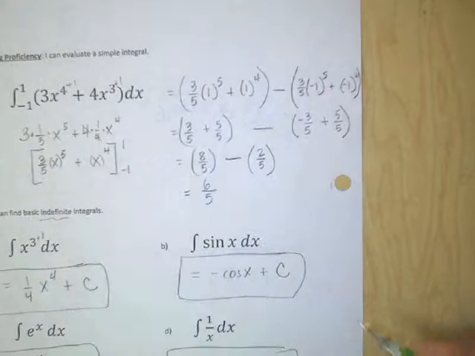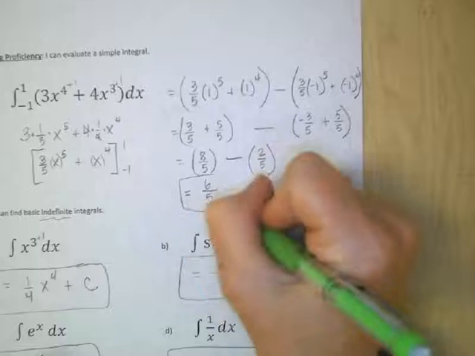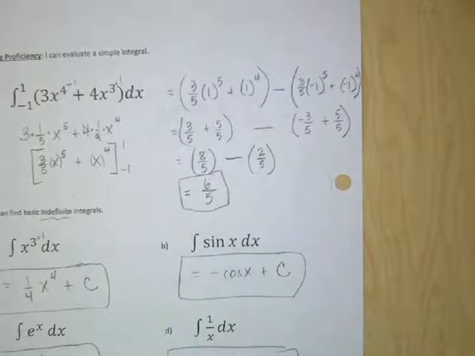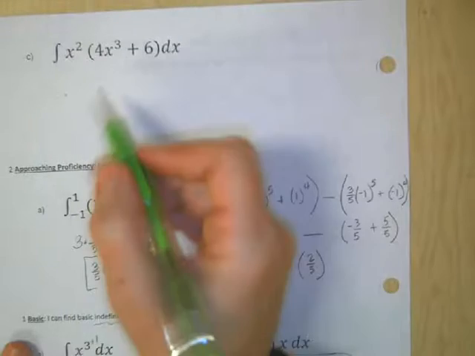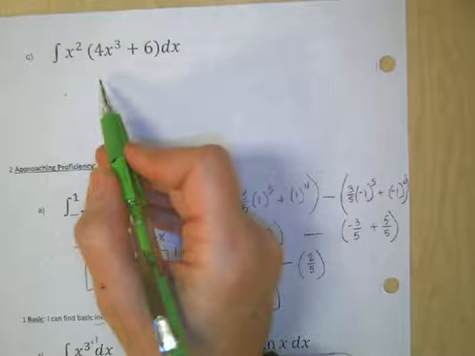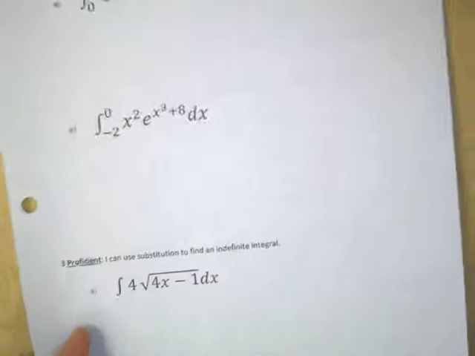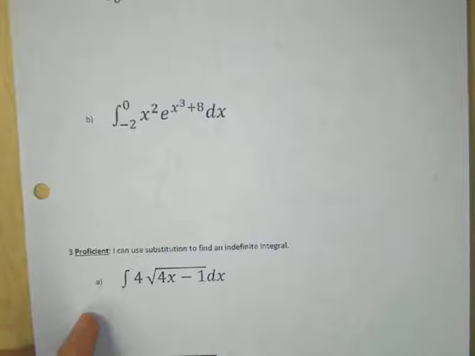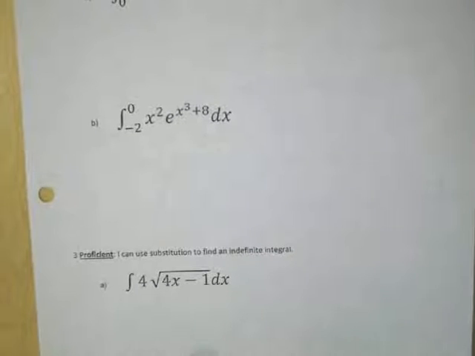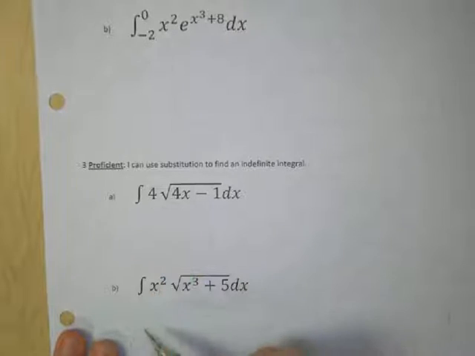So there is my simple definite integral. Okay, it had a lot of steps, but none of them were too horribly tricky. All right, next one, let's see, what are the instructions? I can use substitution to find an indefinite integral. Aha! So it's telling me this is about substitution. Let's go ahead and do A, B in that order and see what's going on.